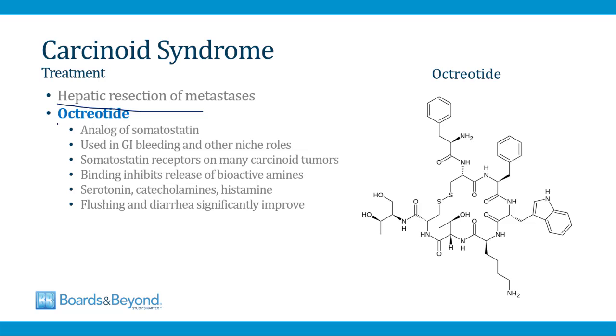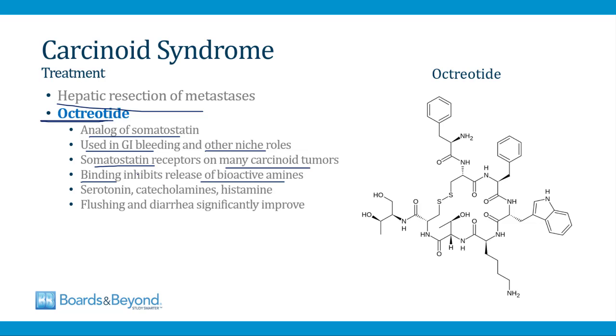Another treatment option is the drug octreotide. Octreotide is an analog of the human hormone somatostatin, and it's used to treat some forms of GI bleeding, and it's also used in other niche roles. One of those niche roles is the carcinoid syndrome. It turns out that many carcinoid tumor cells express somatostatin receptors, and so if you give octreotide, it will bind to the somatostatin receptors, and that inhibits the release of bioactive amines.